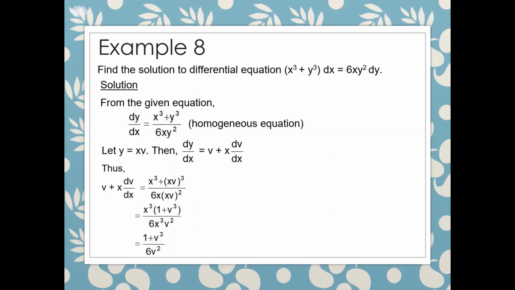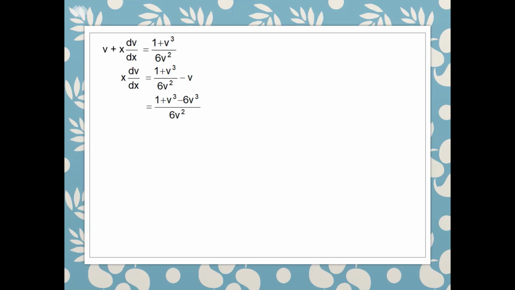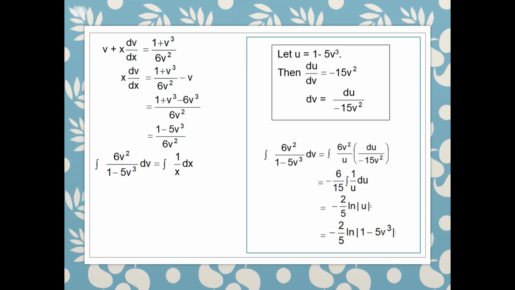Substitute this into the equation of dy over dx and simplify the function on the right. You should get the new function in terms of v only. Next, move the v on the left to the right and simplify the function once again. Then separate the variables and integrate both sides. To integrate the function on the left, you need to apply u substitution.